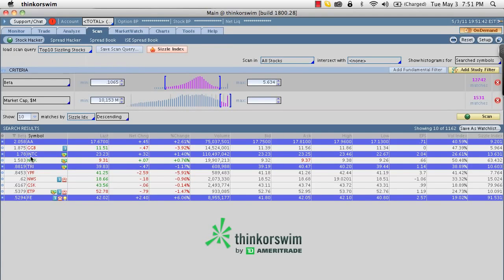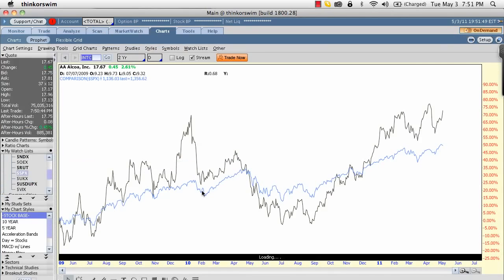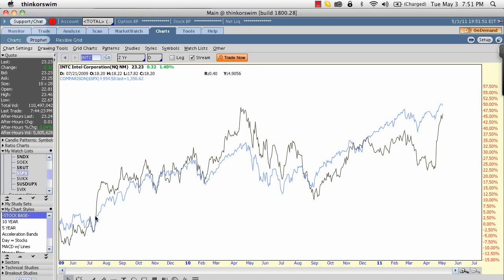If I go back to the scan, I'll look at Intel, for example. It has a beta of 1.78, so it's going to be a little bit more calm than Alcoa. And you can see here on the chart that, again, it's starting to follow the market a little bit closer. It doesn't have these wild swings that Alcoa does, except for this little time period. But it's starting to follow generally where the market's going a little bit better than Alcoa.